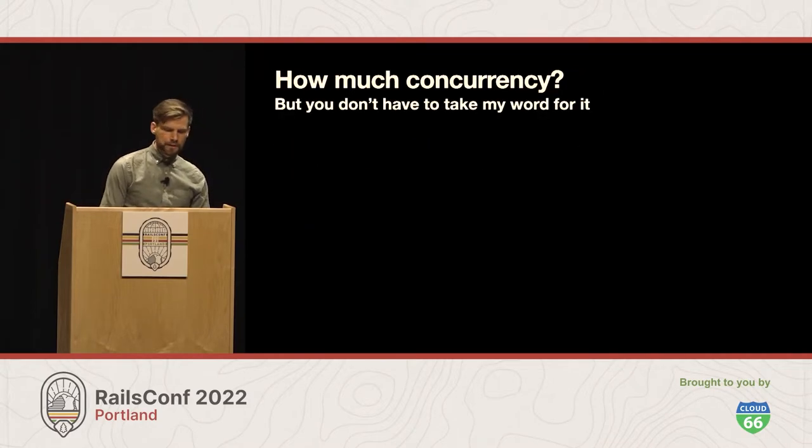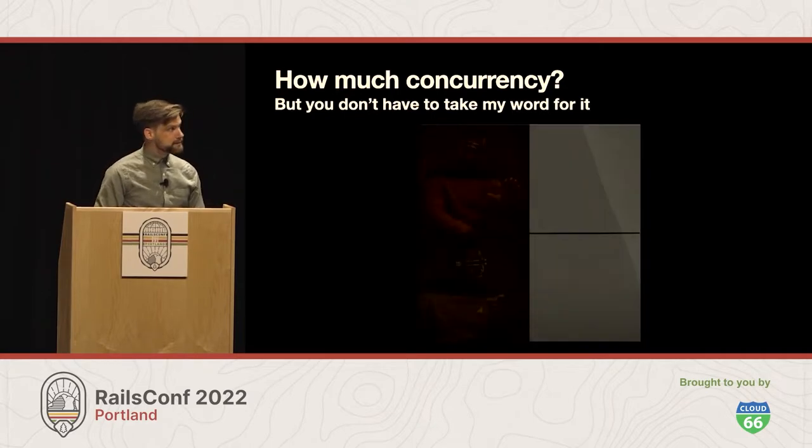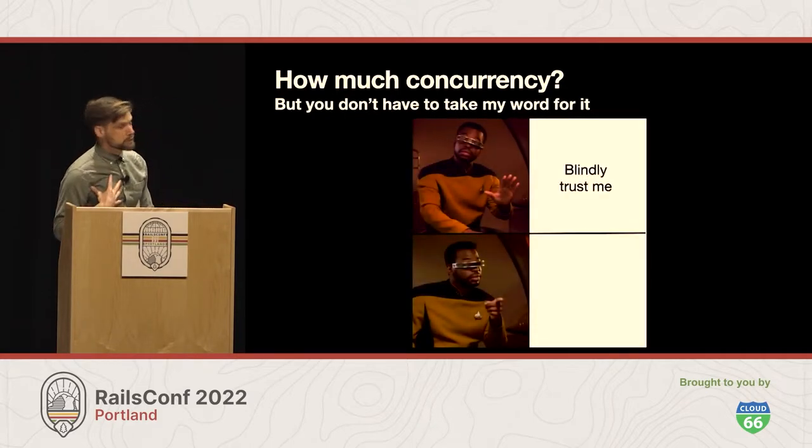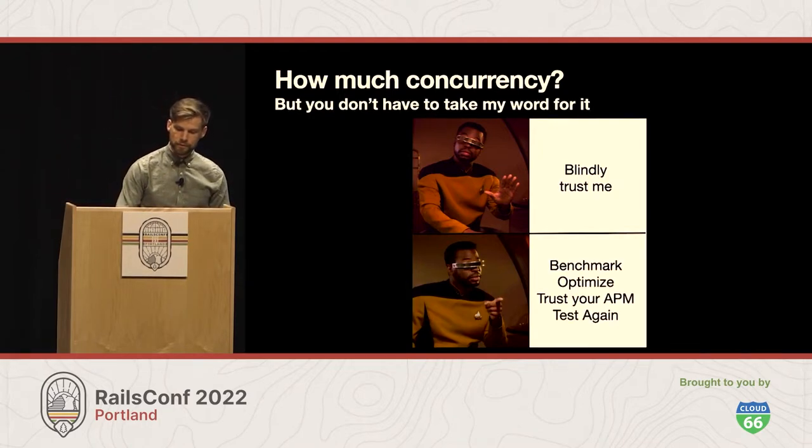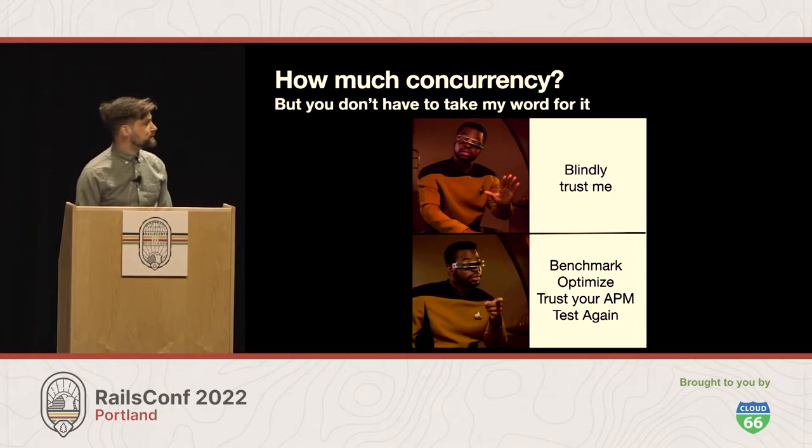So how much concurrency? How do you decide how to turn up that knob and tune your concurrency options? You could just blindly trust me, and I could tell you. But I think it's important to benchmark, optimize, and trust in your application performance monitor, whatever it is, whatever tells you where your processes are taking the most time, and then test again.